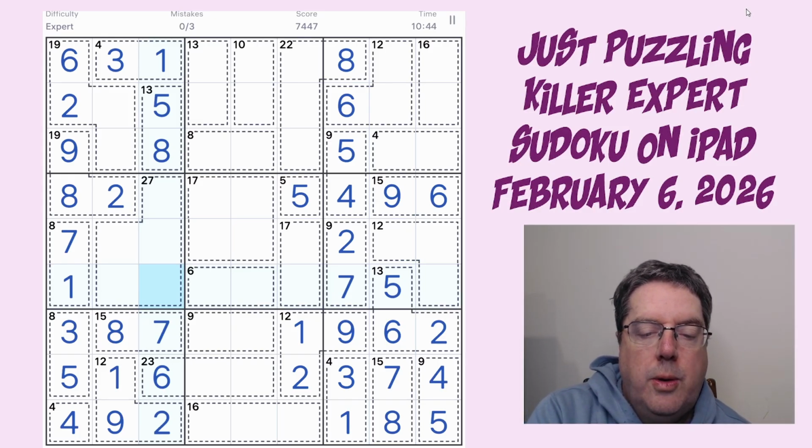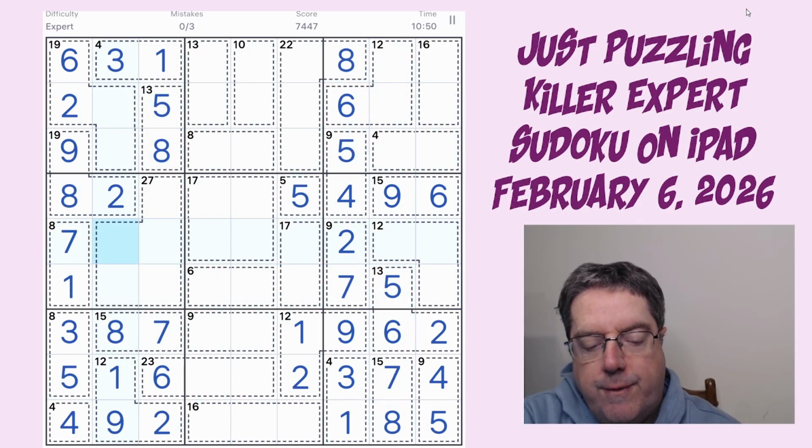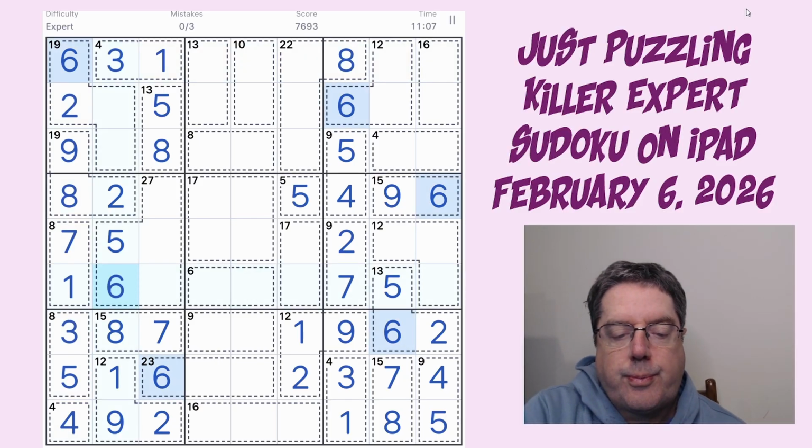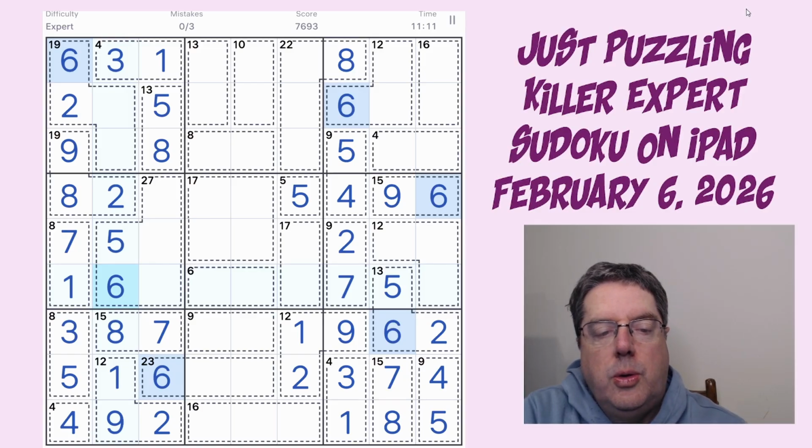Okay, 1, 2, 3, 5. So 5 can't be there, 5 can't be there, so that's a 5 there, leaving this to be not a 3. 1, 2, 3, 4, 5, 6. So that's a 6 there, because 6 can't be there. So 6, 8, 9. 2 can't be here.